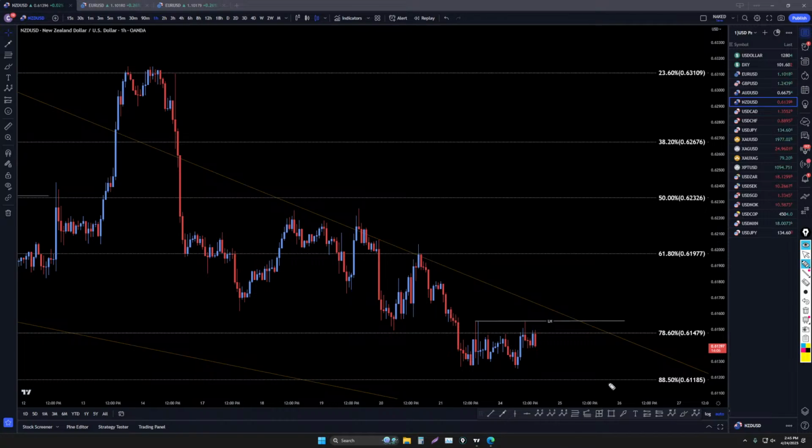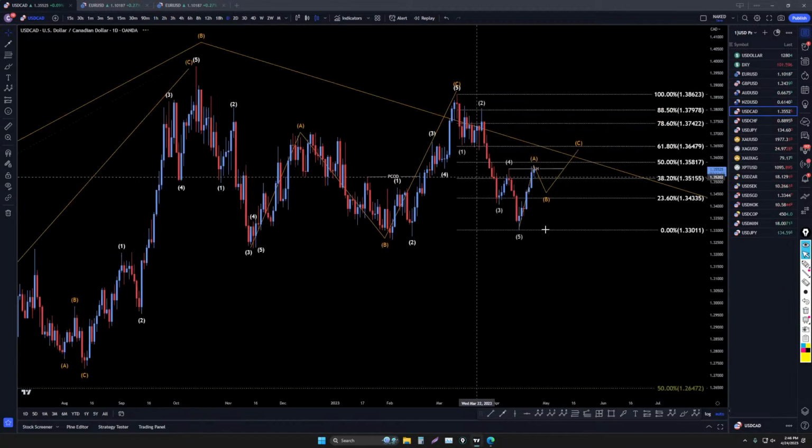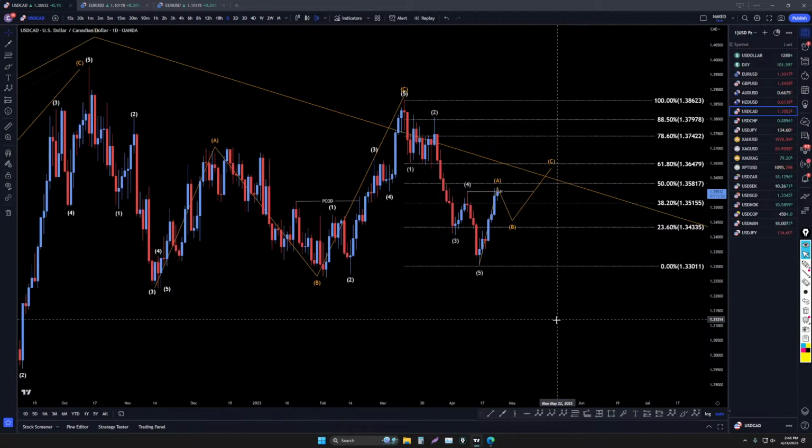I'm starting to think that this, especially with the fact that it went past the 78% and looking at the daily, how it looks like it is in a downtrend, I think it's more likely that it probably will just keep on going down. So let's look at the US dollar Canadian. Still in a wave A, it looks like.